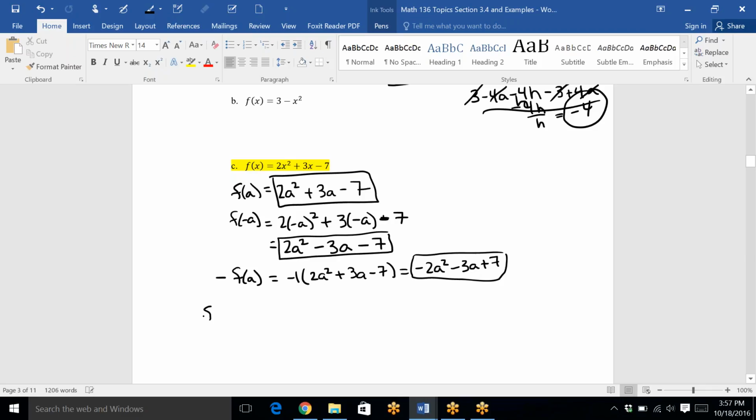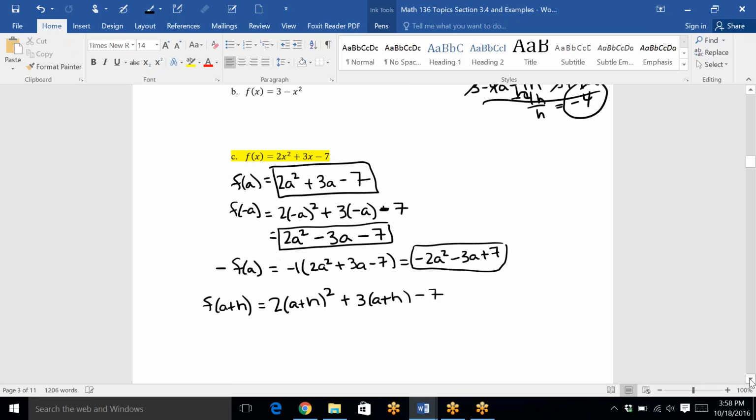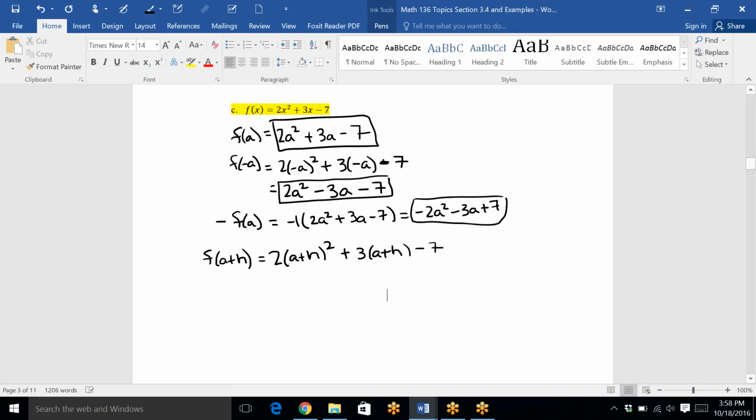Then we want to do f of a plus h. This one is tricky here. We have to plug it in for a part that is going to be squared and for a part that is not squared. Notice that the a plus h goes wherever there used to be an x. So when you work this out, I'm going to give myself some more room. When you work this one out, you're going to have to FOIL this first part. This is 2 times a plus h times a plus h. I can go ahead and distribute this. This is 3a plus 3h minus 7.